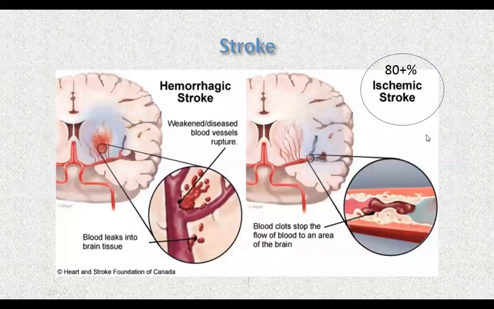It's important to know the difference between the two canonical types of stroke. You can have hemorrhagic strokes and you can have ischemic strokes. Both of them involve the blood supply. In hemorrhagic stroke, you're literally bleeding in the brain, whereas ischemic stroke, which is 80% of all strokes, you're blocking the blood supply to a portion of the brain.